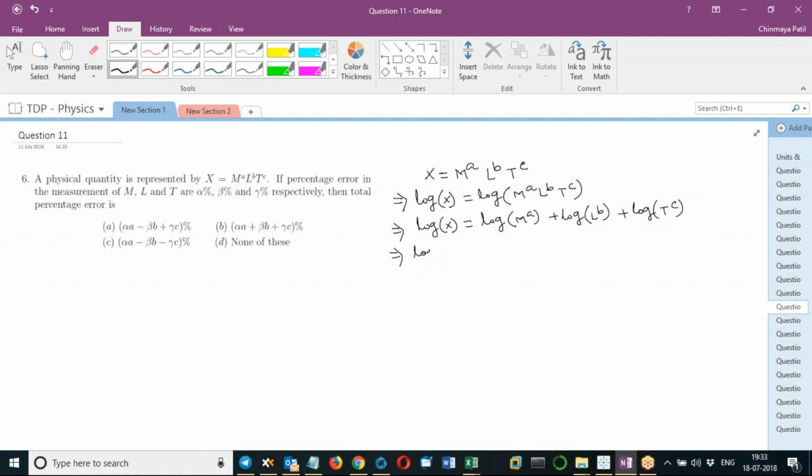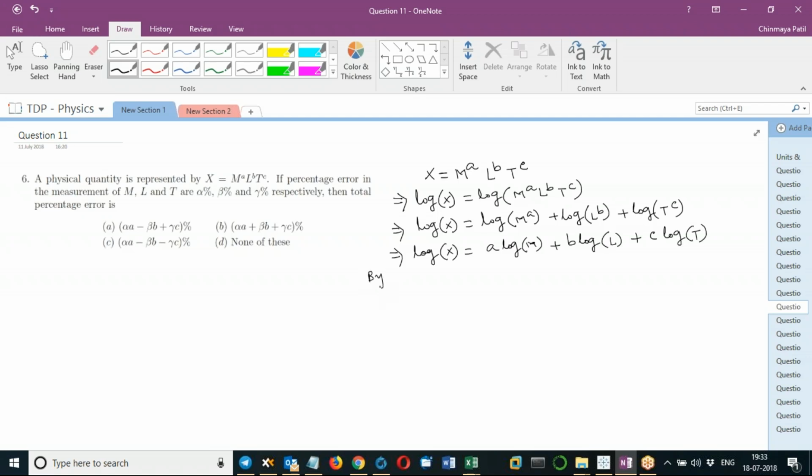This implies log x equal to a log m, because we know there is a formula log of m power n is equal to n log m, plus b log L plus c log T. Now what we are going to do is differentiate both sides. We'll get something very fantastic.